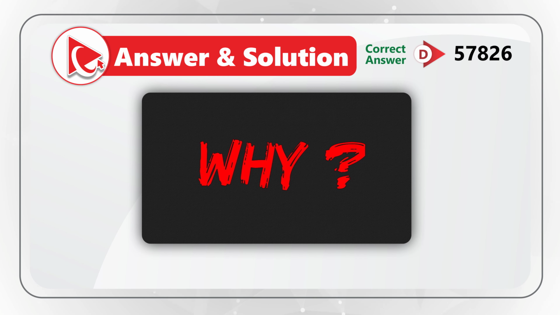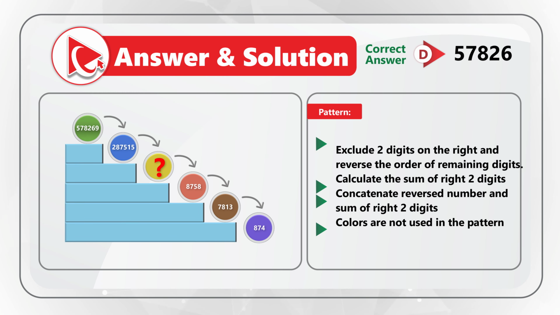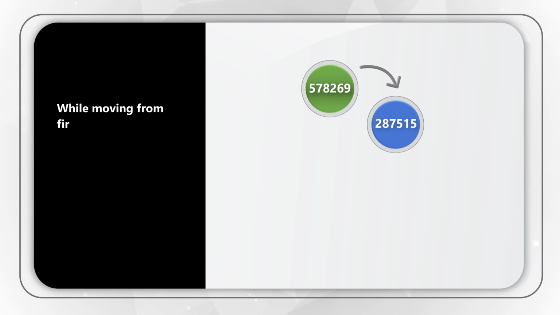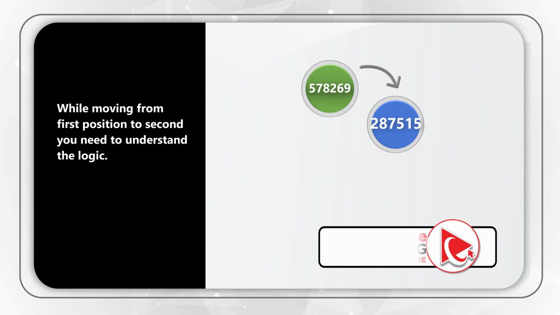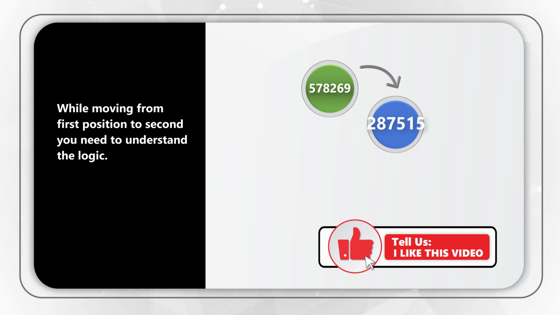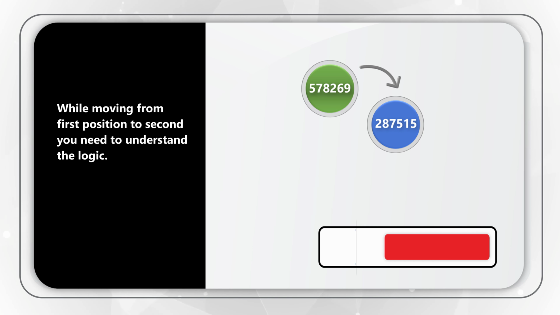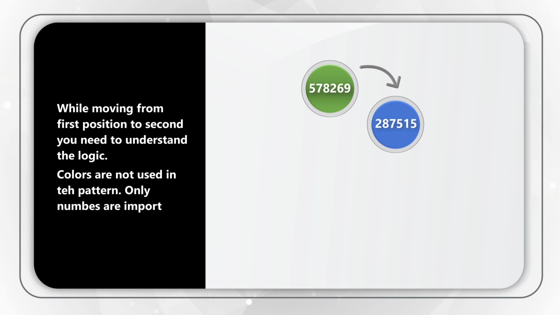To understand why, let's look at the pattern. As ball rolls from first position to the second, and we transform from digits 5, 7, 8, 2, 6, 9 to digits 2, 8, 7, 5, 1, 5, we need to understand the logic. As you might have suspected, the colors are not used in the pattern, and they're there just to deceive you. Only numbers are important.